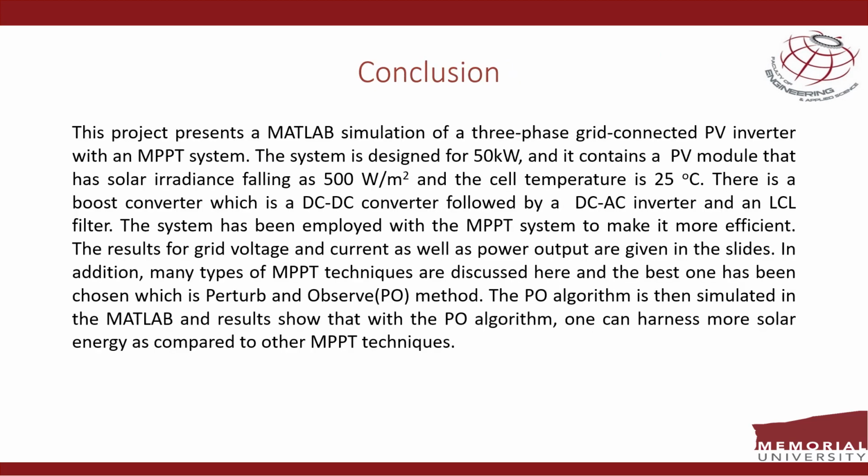In conclusion, this project presents design and simulation of three-phase grid-connected PV inverter with MPPT system in MATLAB Simulink. The rating of the system is 50 kilowatt. The solar irradiance for PV module is 500 watt per meter square with cell temperature of 25 degrees Celsius. The system contains a boost converter, an inverter with LCL filter along with MPPT system to have the higher efficiency. The results of whole simulation are given in the slides above.